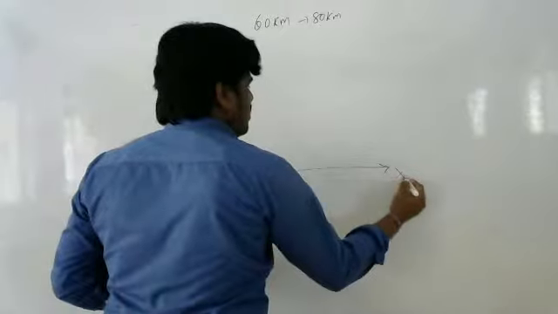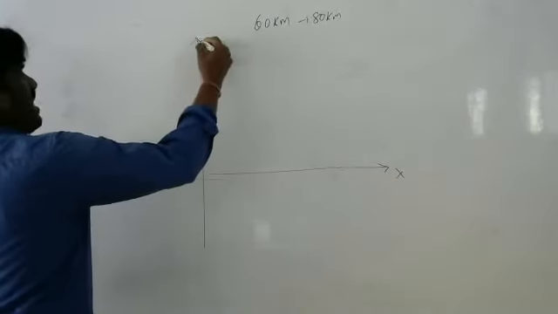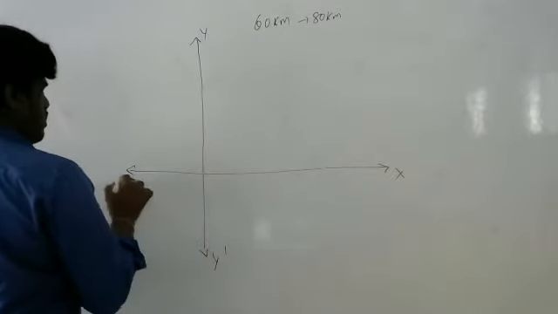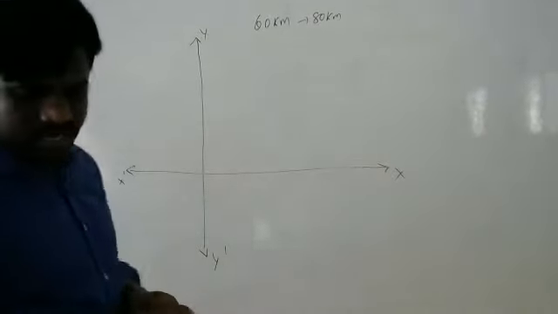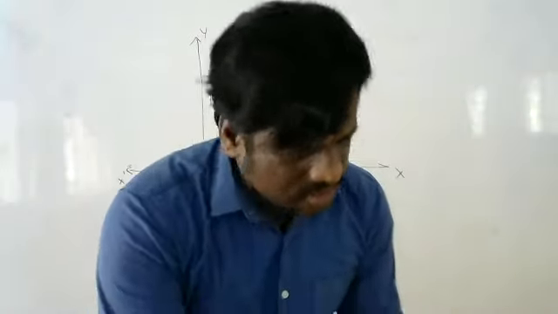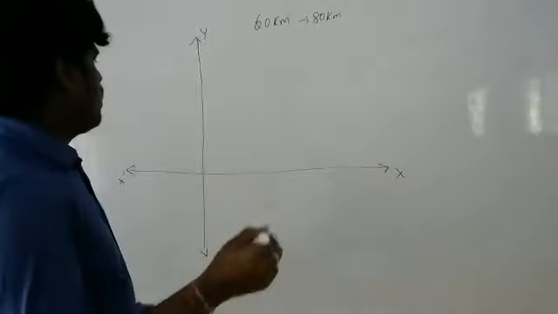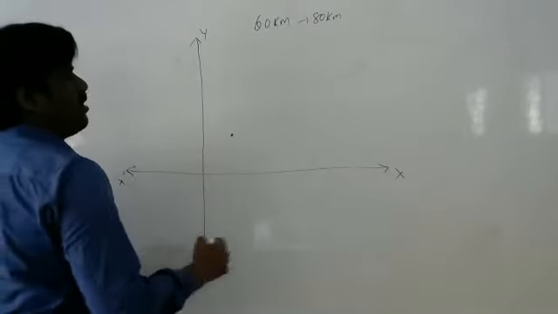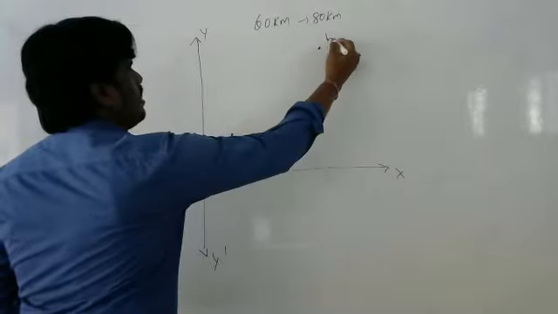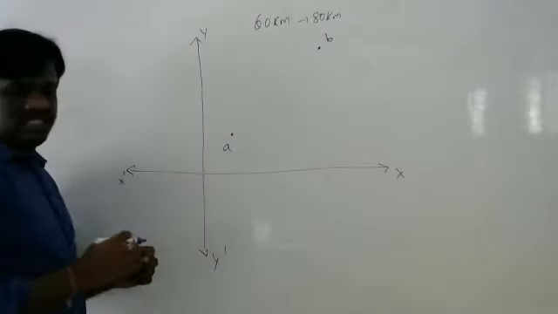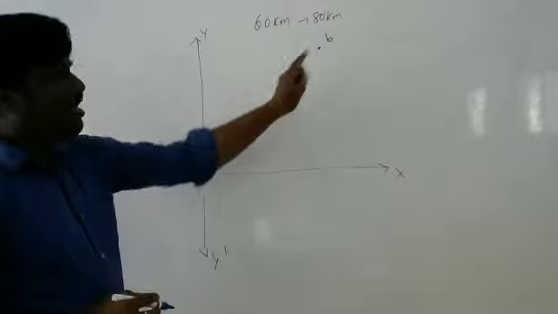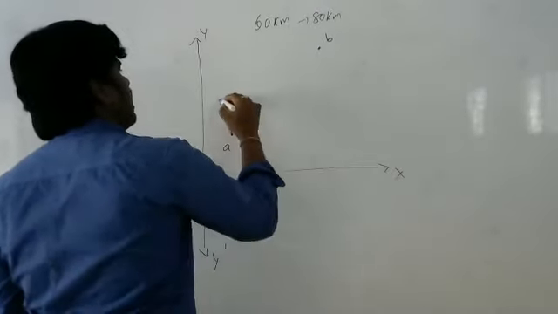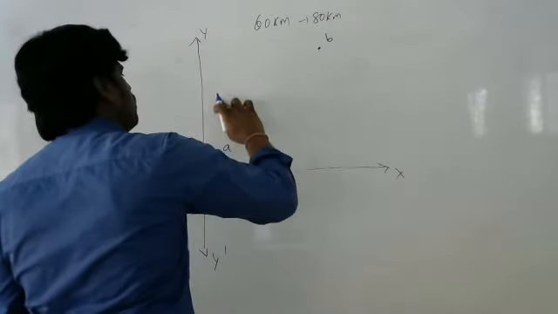This is the x-axis and this is the y-axis, and this is y dash and x dash. The boy started from this point, which is point A, and this is point B. He has to go from home to college. How is the road? The road is like this. How to draw it?